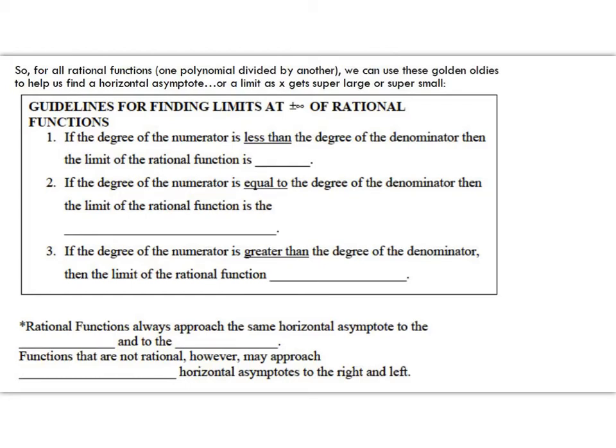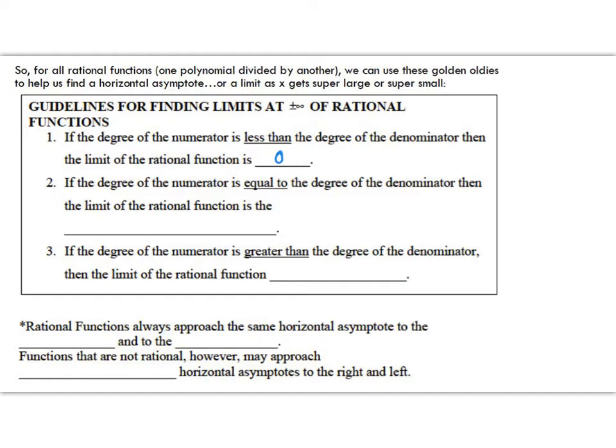Okay, so as we get started with this idea of taking a limit as we go towards either positive or negative infinity, we've got some rules here as they relate to rational functions. And fortunately for you, these are all golden oldies from pre-calc that you remember. So let's begin with this big box here, and it says if the degree of the numerator is less than the degree of the denominator, then the limit of the rational function is going to be 0.